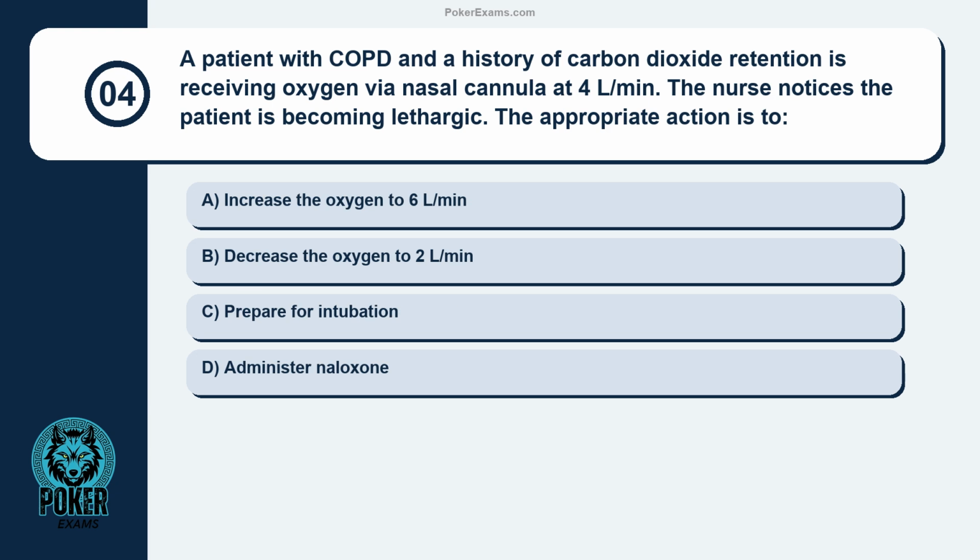Question 4. A patient with COPD and a history of carbon dioxide retention is receiving oxygen via nasal cannula at 4 liters per minute. The nurse notices the patient is becoming lethargic. The appropriate action is to: increase the oxygen to 6 liters per minute, decrease the oxygen to 2 liters per minute, prepare for intubation, administer naloxone.